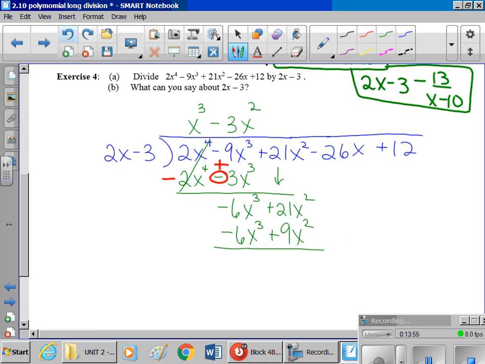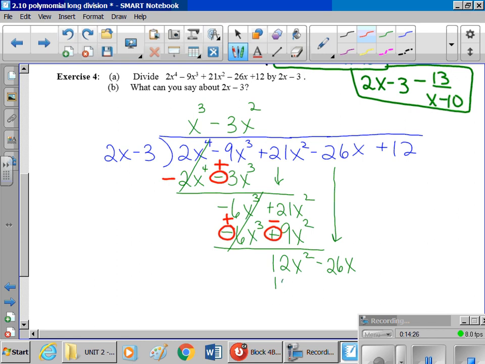We're going to change signs again. So this changes to a plus. Notice how I circle them, because if I don't circle them, I forget if I actually change the sign. So these cancel, and I get positive 21 minus 9, which is going to be 12x squared. And I bring down the minus 26x.